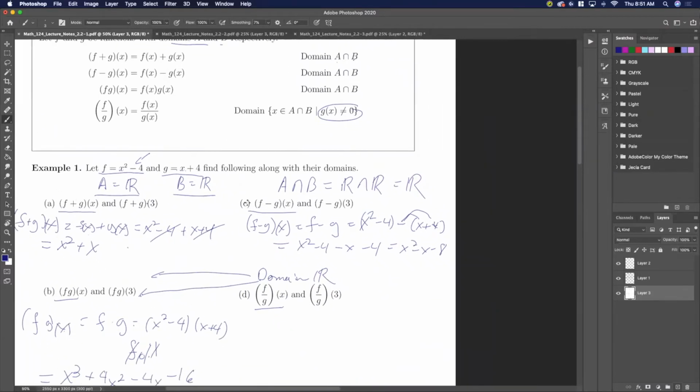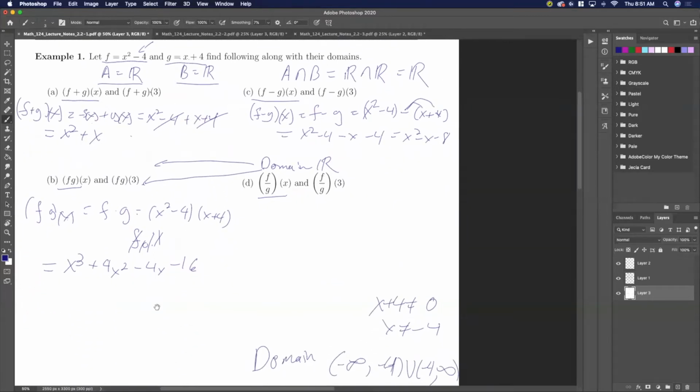All right, so let's go. So here's this, and then we'll do the last function here. So f divided by g of x. This function f divided by g of x is I'm going to take f divided by g. Well, f here is x squared minus 4. g here is x plus 4. And we can just leave it right here. Nothing else we need to do here. And so we're good to go.